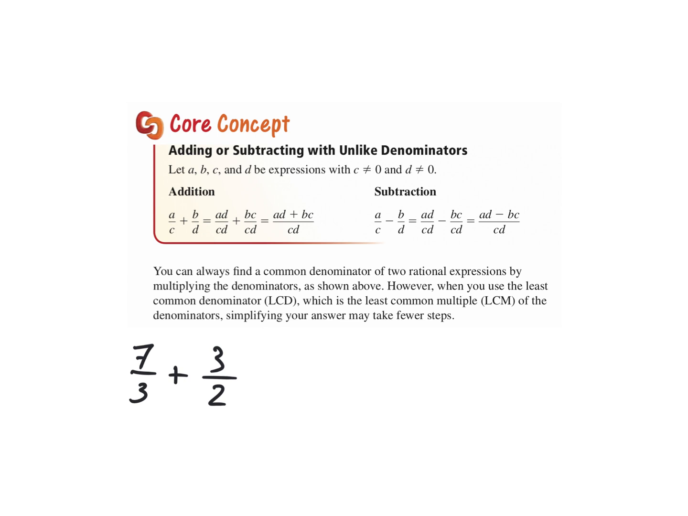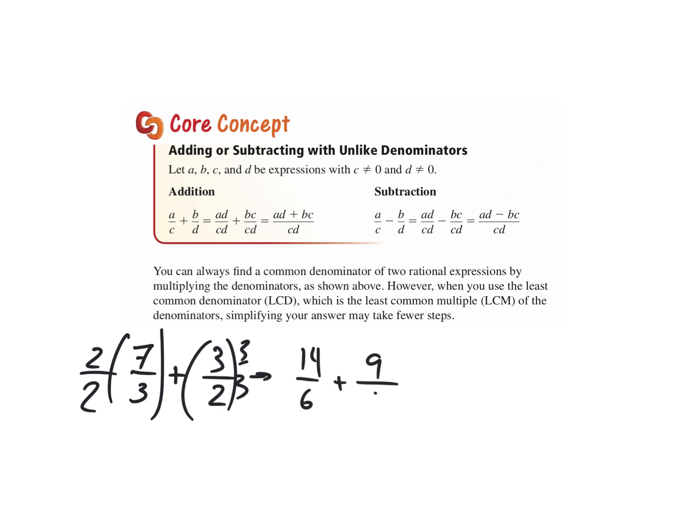Usually you would multiply by the greatest common factor, the least common factor, or a factor to give you the same denominator. In this case, I'm going to multiply this first fraction by 2 over 2 and this second fraction by 3 over 3 to give me the same denominator. So I will end up with 14 over 6 plus 9 over 6, which is going to simplify to 23 over 6, and that will be our final answer.